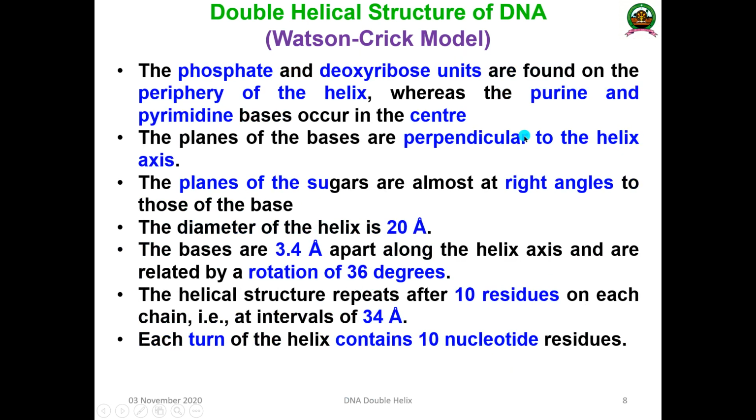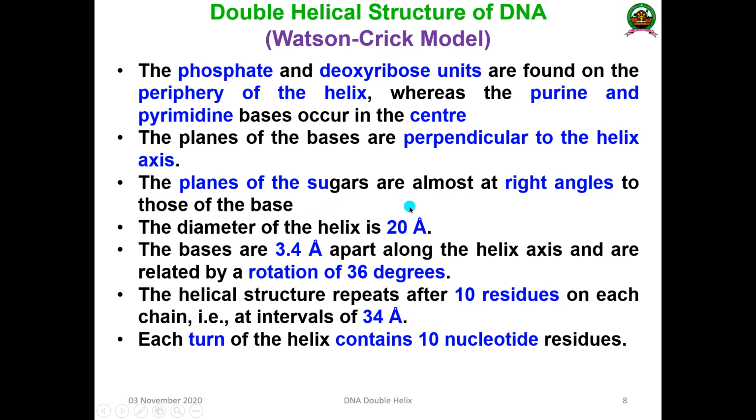Okay, so these are the two important aspects. Then the next feature is the phosphate and deoxyribose units are found on the periphery of the helix, whereas the purine and pyrimidine bases occur at the center. Okay, and the plane of the bases is perpendicular to the helical axis, and the plane of the sugars is almost at right angles to that of the bases.